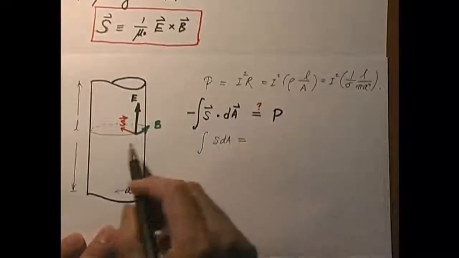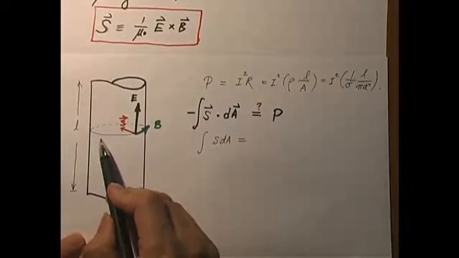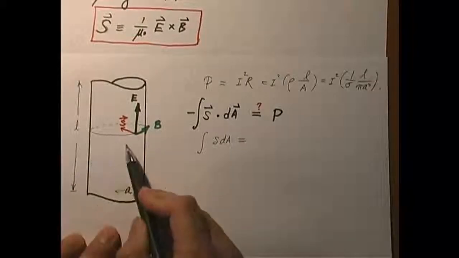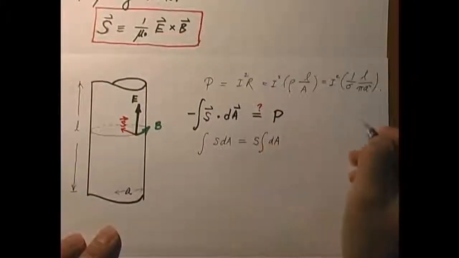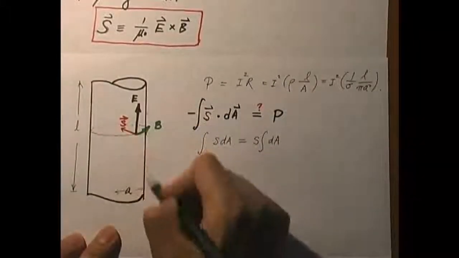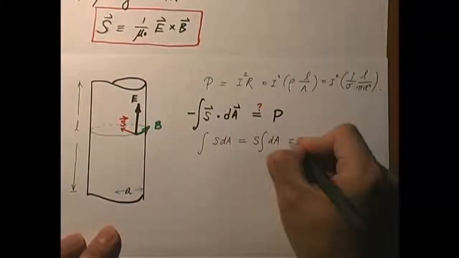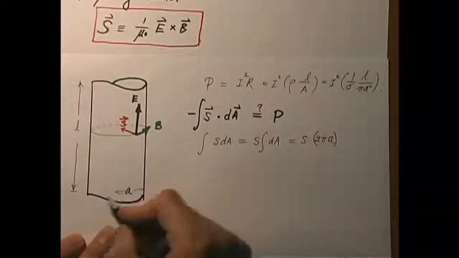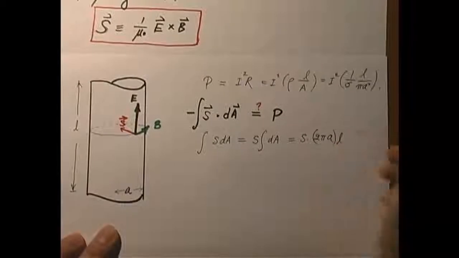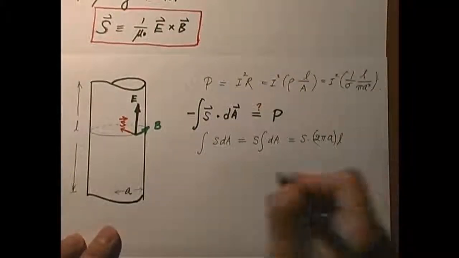Secondly, because of the symmetry of the problem, S is the same in magnitude throughout the entire surface of the wire, so I'm going to take that S out. What's left is just the dA. That is the surface area of the side of the wire, right? And that is S times 2 pi a, the circumference, times the length L.